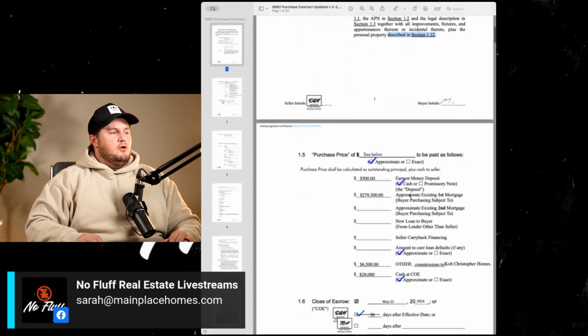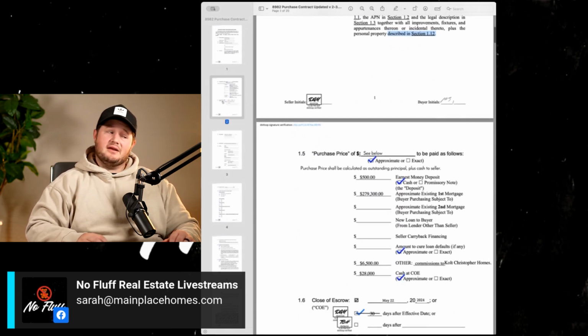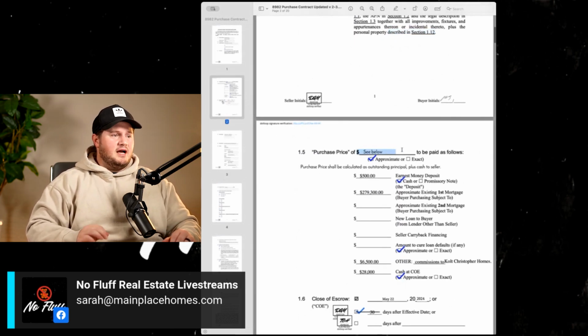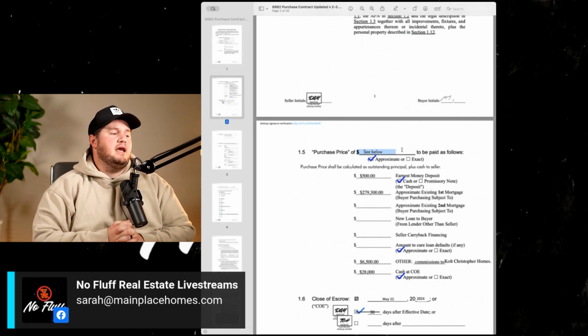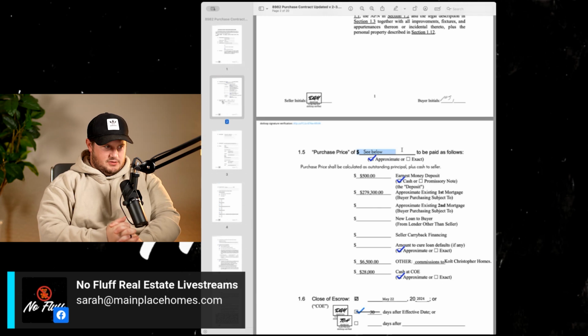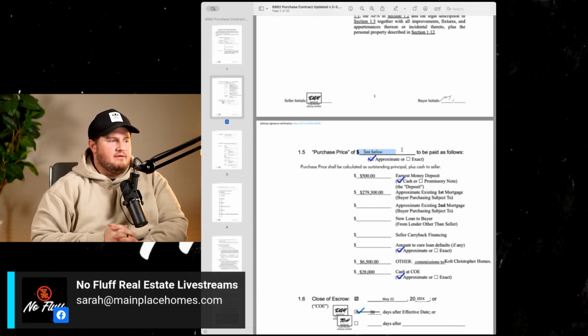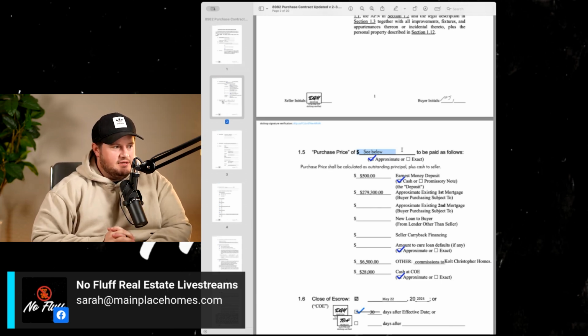All right, so as you can see in a creative contract, very often I'm not giving them a specific price. They had this property listed for $340,000. I'm not buying it for $340,000.